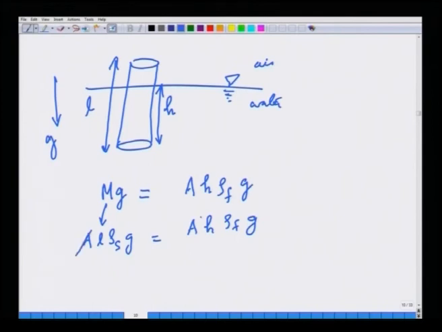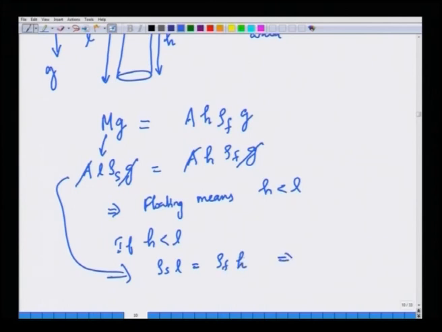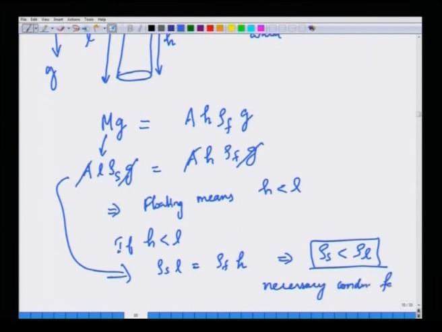If you cancel A and g, floating can happen. By definition, floating means h is less than L, otherwise the object will completely immerse under water. So, if h is less than L, then this equation tells you that rho S L is rho F h. This implies that rho S is less than rho F. This is a necessary condition for floating.